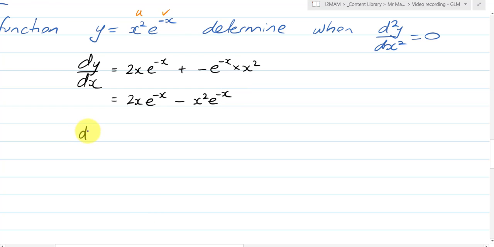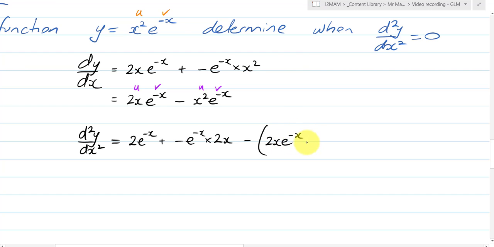And then the second derivative, d squared y dx squared, is equal to, again, I've got this uv and uv situation here. I've done the second one already because that was my original y, so I can deal with that quite easily. But the first one's a bit trickier. U dash v becomes 2 e to the negative x, and then v dash u becomes plus negative e to the negative x times 2x. And then minus, and inside of this I get the same thing I got for dy dx, which is 2x e to the negative x minus x squared e to the negative x.